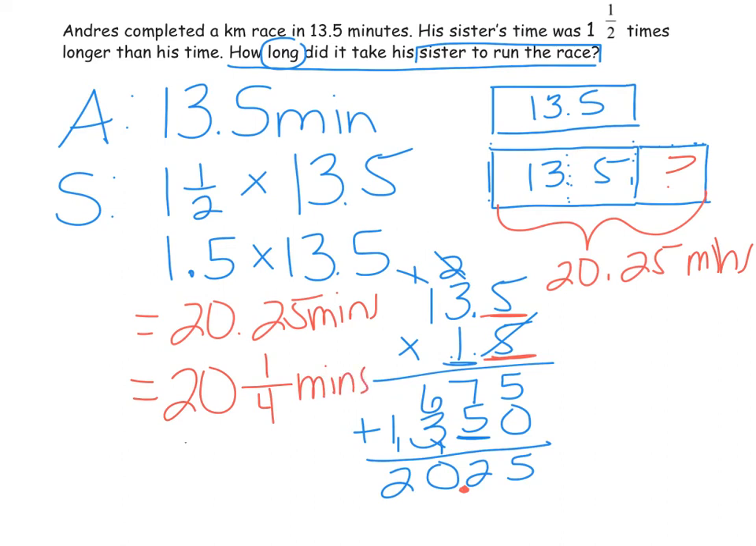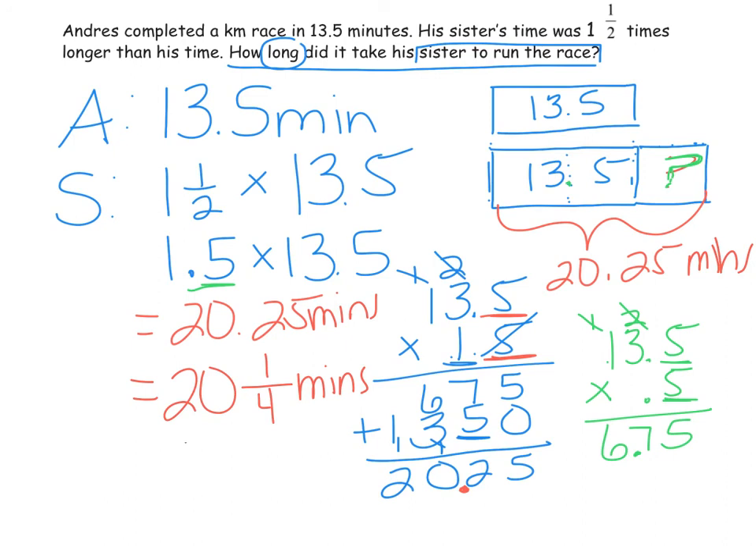Another way I could have solved it is I could have taken the 13.5 and multiplied it by 5/10, because I already know times the 1 is 13.5, 13 and 5/10. So I could have done 13 and 5/10 times 5/10. 5 and 5, 25, carry the 2. 5 times 3 is 15, plus 2 is 17, carry the 1. 5 times 1 is 5, plus 1 is 6. And let's look at, so I have 2 numbers to the right of the decimal, so I need 2 numbers to the right of the decimal.